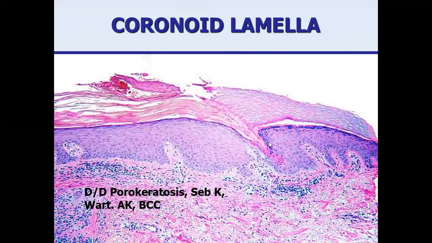Cornoid lamella is seen typically in porokeratosis, but also sometimes in warts and actinic keratosis. The cornoid lamella is actually a column of parakeratosis, not hyperkeratosis, a column of parakeratosis that enters at an angulation into the epidermis. You can see this entering of the parakeratotic column into the epidermis, and this is the cornoid lamella.